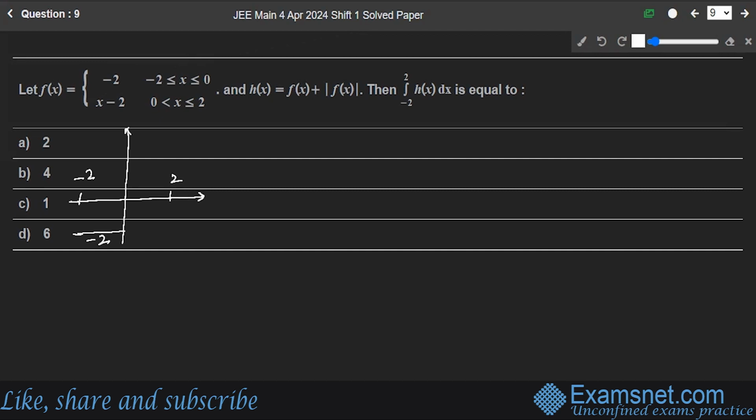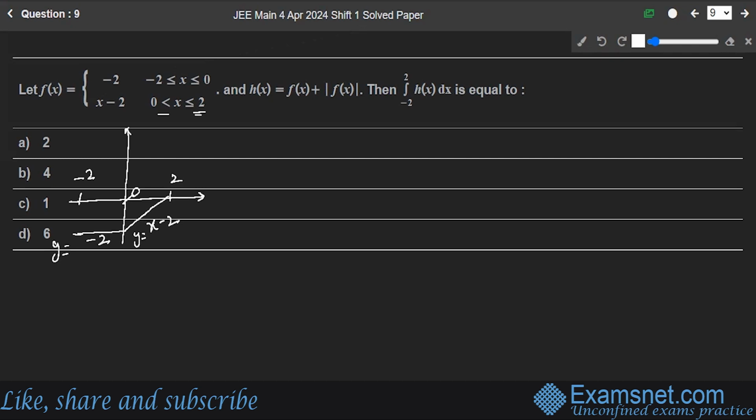And for x greater than 0 and less than 2, it is x - 2. This graph will go like this. Hope you are clear. This is your origin. So here y is equal to -2 and here y is equal to x - 2.